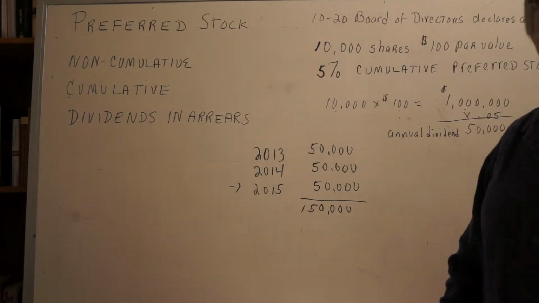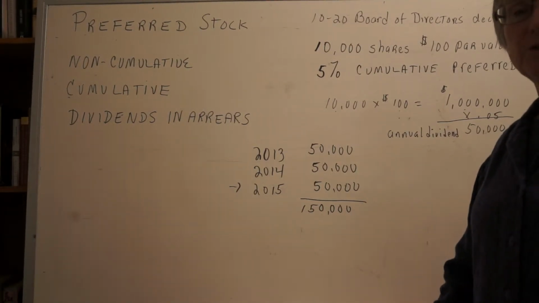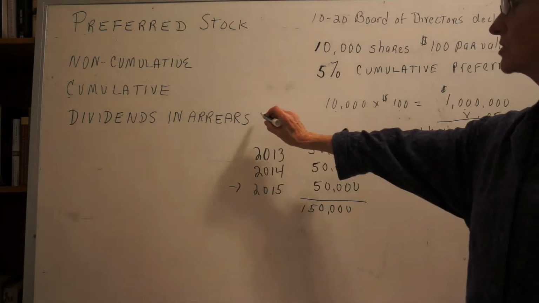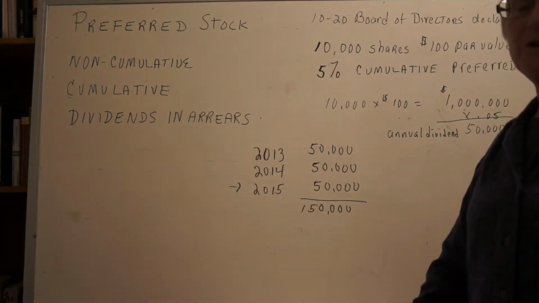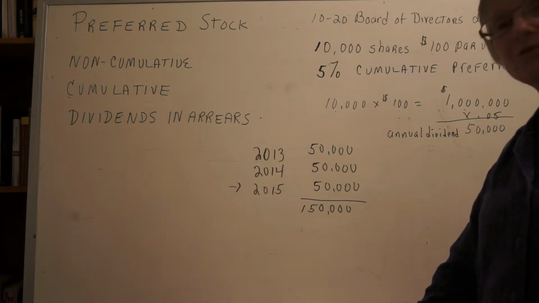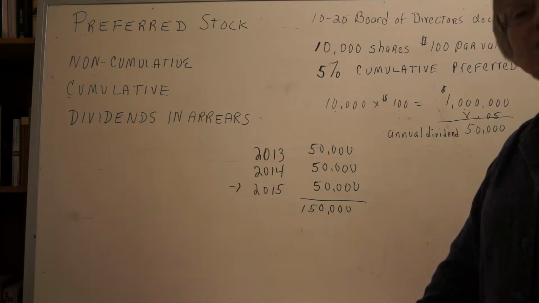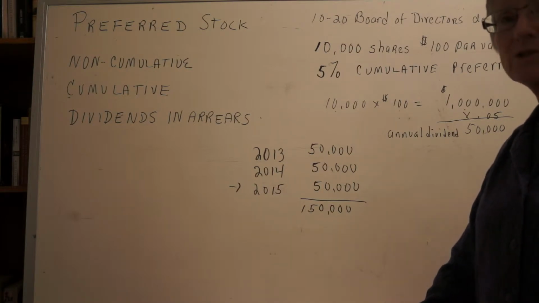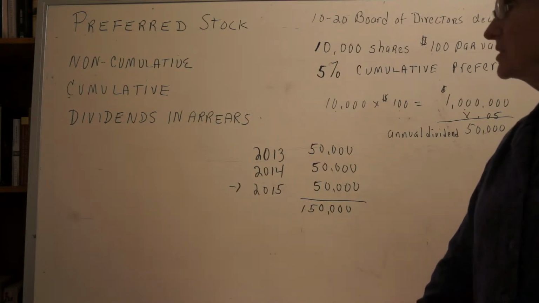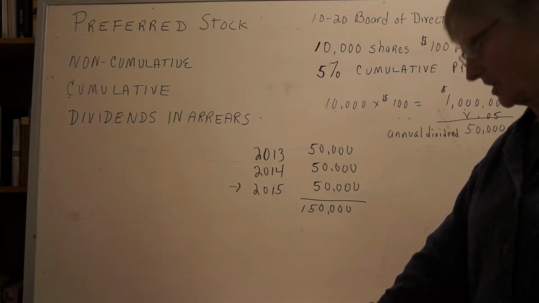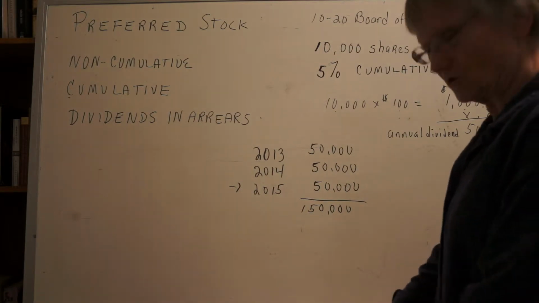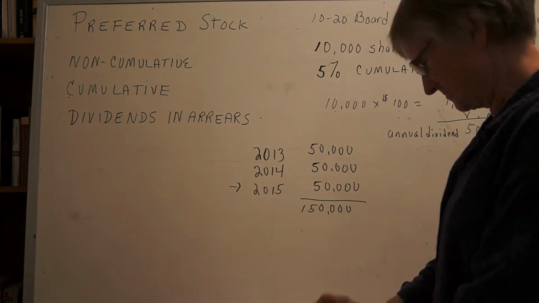When dividends have not been declared and you have cumulative preferred stock, they're referred to as dividends in arrears. Not a liability, but it is reported in the notes to the financial statements. The only time that dividends become a liability is once they have been declared. So dividends in arrears are not a liability. I'm sure that will be a trick question you will run into at some point.